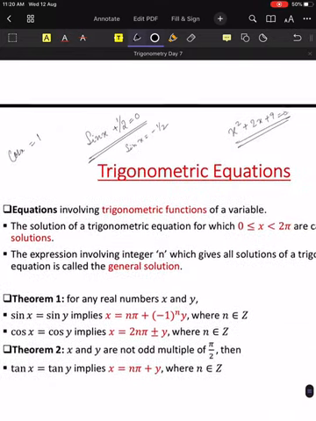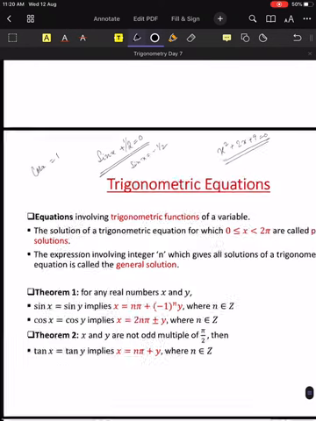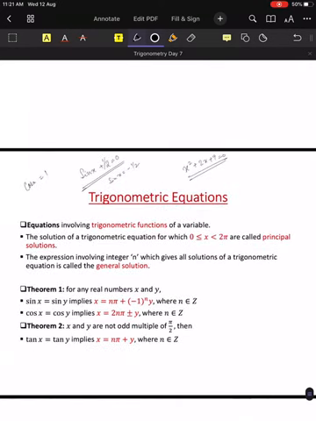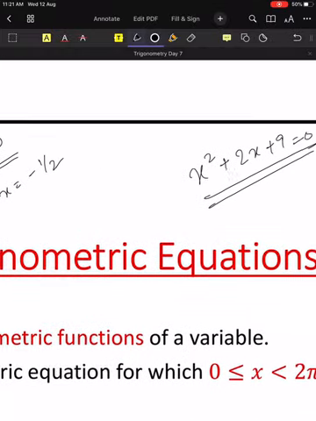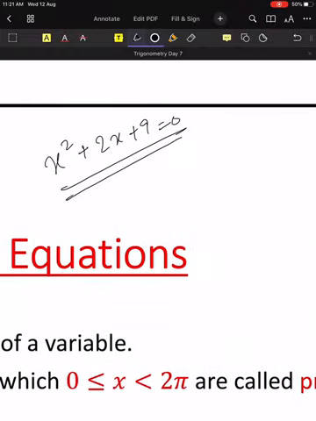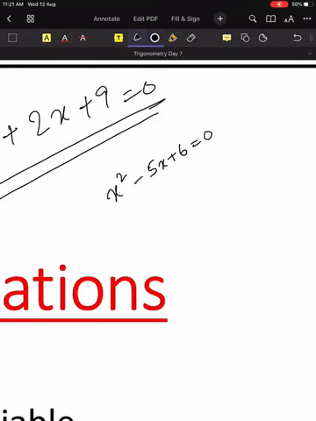Clear? So the solutions of trigonometric equations for which x lies between 0 to 2 pi are called principal solutions. Now what do we mean by solution? Suppose I ask what is the solution of a quadratic equation. The quadratic equation is x square minus 5x plus 6. If somebody asks you the solution of this quadratic equation, you will try to solve it by factorizing. So this one will become x square minus 3x minus 2x plus 6 is equal to 0. You take x out, so x into x minus 3, and minus 2 into x minus 3 is equal to 0.